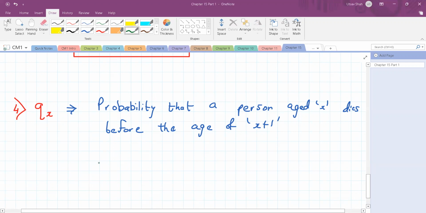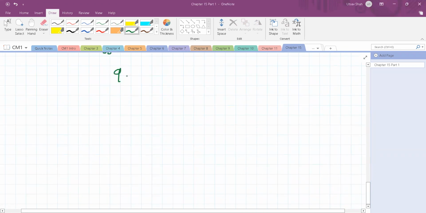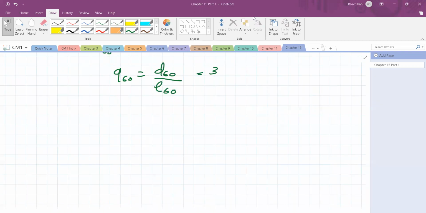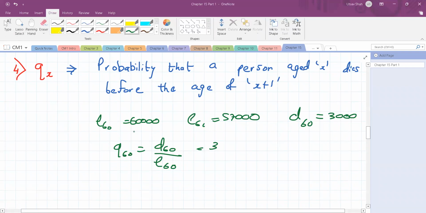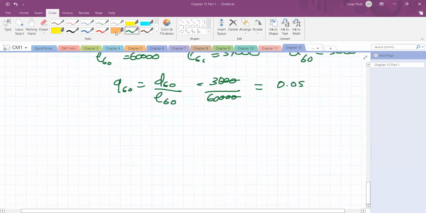So now let's say, again the same example, L60 equals 60,000, L61 equals 57,000. So how many people died? D60 is 3,000. So what is the probability of dying between 60 and 61? Q60 will be simply D60 upon L60. Out of 60,000, 3,000 people died, so what will the probability be? 3,000 by 60,000, which is 0.05, equals 5%. So we write it in 0.05 terms only. We do not write it in percentage terms. So what is the formula of Q60?